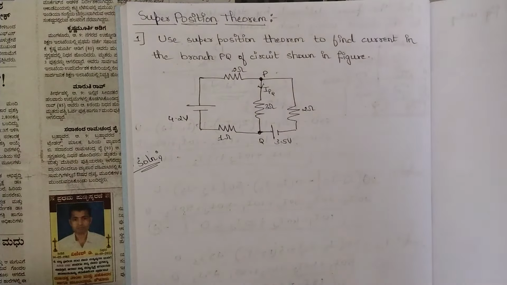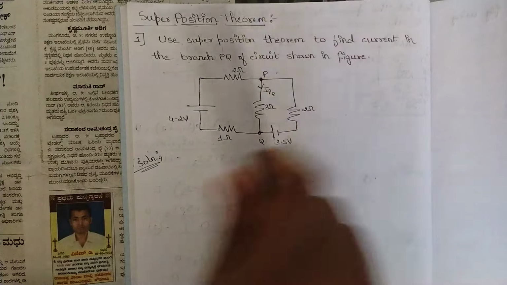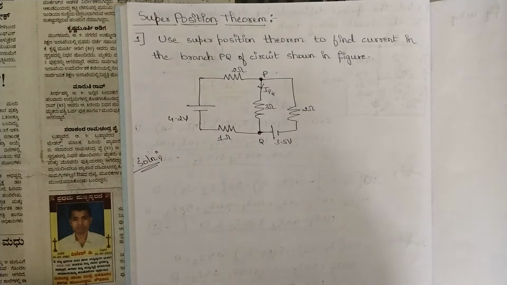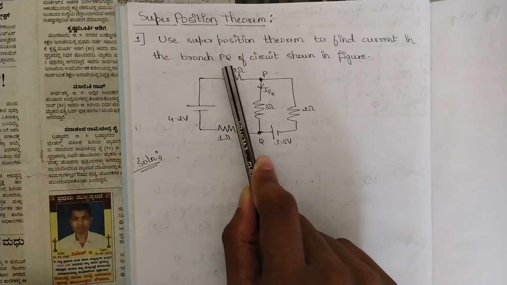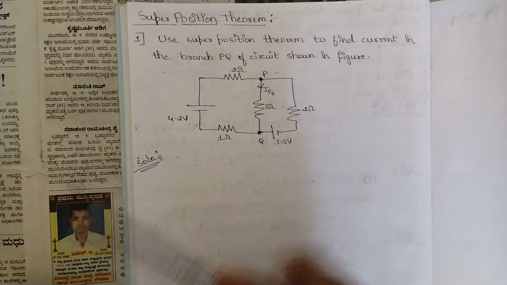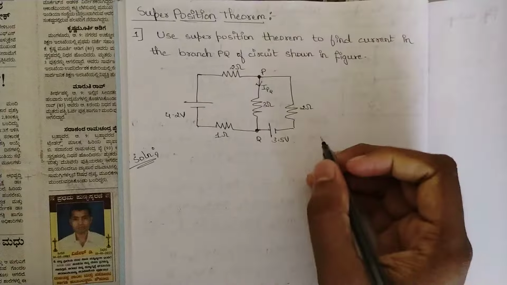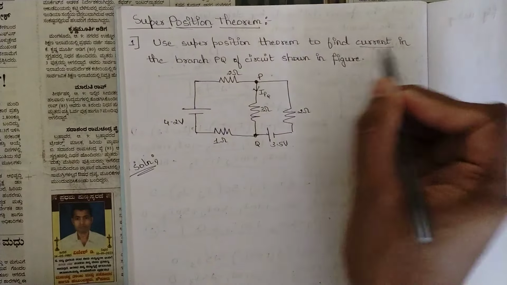That's all. Now let's start with the problems of superposition theorem, where in the last video we did the proof part. This is one simple problem to start off with. Use superposition theorem to find current in the branch PQ of the circuit shown in the figure. This is the question, and our goal is to find the current through branch PQ.